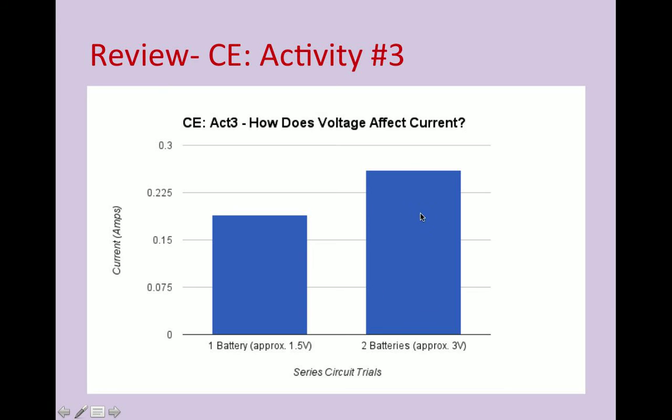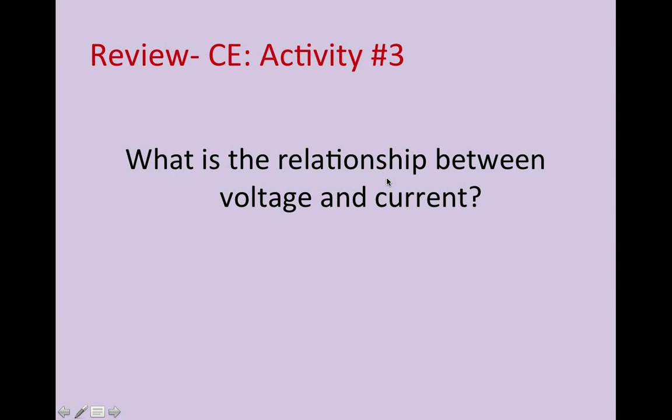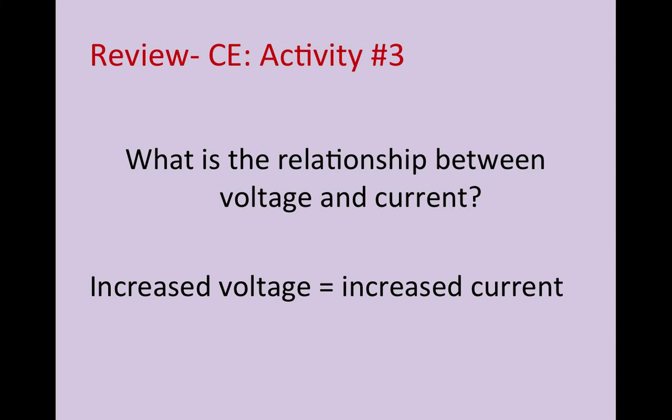With two batteries, so twice the voltage, the current didn't get twice as strong, but it definitely increased. If we think about the relationship between voltage and current, you should have added this to your packet on page 2 where it says CE Activity 3 Summary: how does voltage affect current? To sum this up in the cleanest way possible, if you increase the voltage, you're going to increase the current. It's not a one-to-one relationship, as we saw. If you double the voltage, you're not necessarily going to double the current. But in a series circuit, if you increase the voltage, you will increase the current.